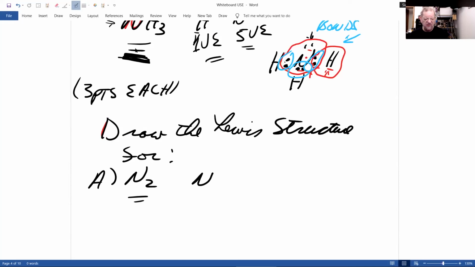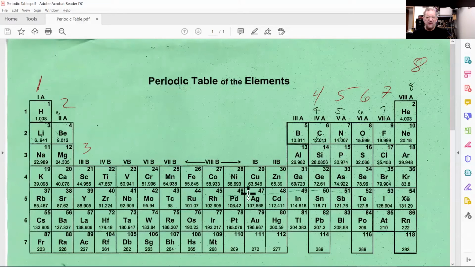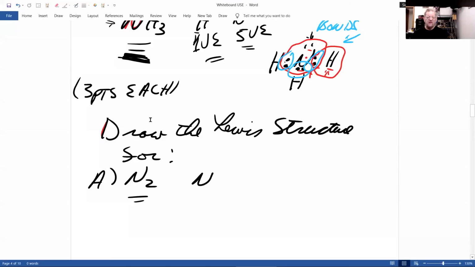Well, each nitrogen has how many valence electrons? I'll let you figure that out. I'll give you 3.2 seconds. 3.1, 3.15, time's up. Nitrogen, and look at the top, 5 valence electrons. So each nitrogen has 5 valence electrons. Well, there are 2 of them.